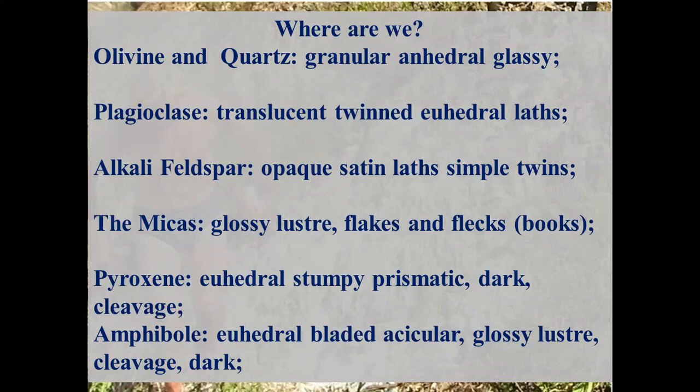And those are separated from the amphiboles, whereas the amphiboles tend to have more bladed crystals, acicular, bladed, needles even, crystals with a glossy luster. And the luster of these amphiboles is greater than that of the pyroxene. So if you've got two together, the ones that are most glossy will be the amphibole, and the ones that are less glossy will be the pyroxenes.